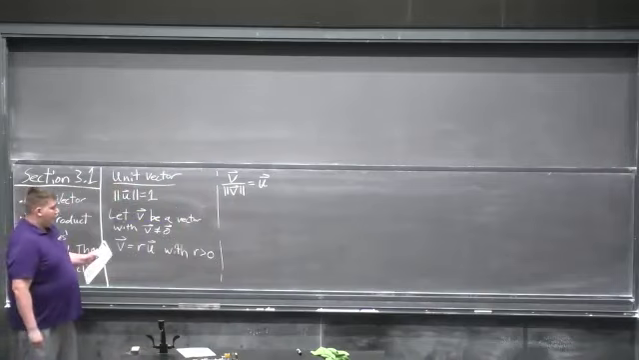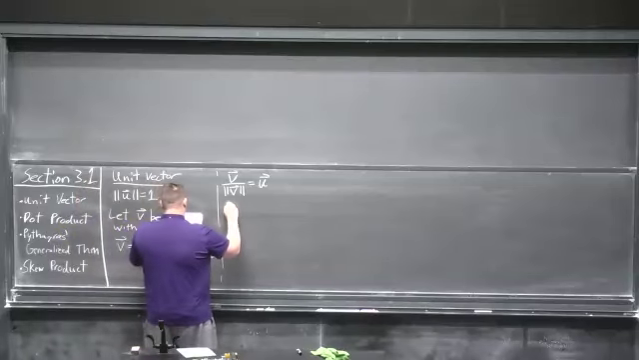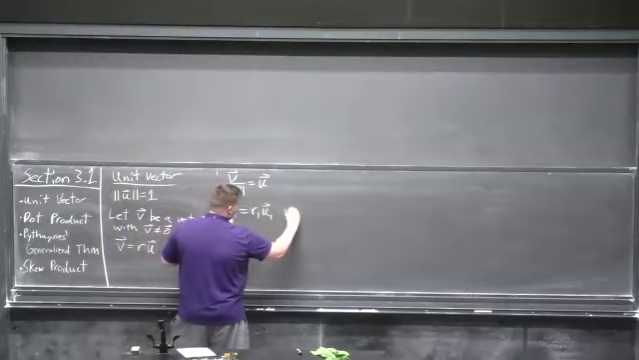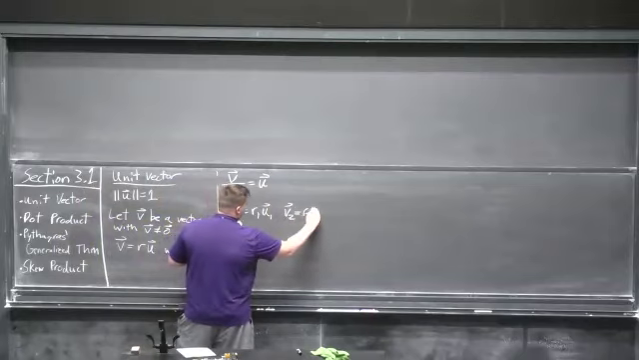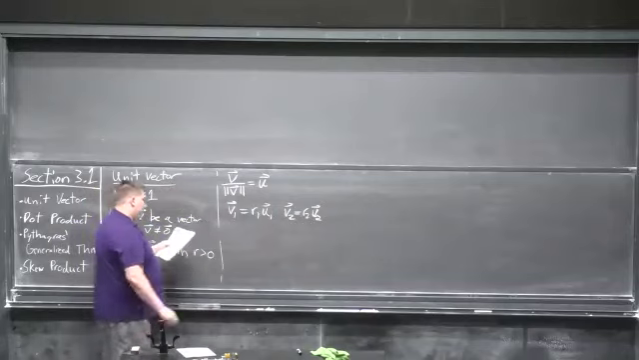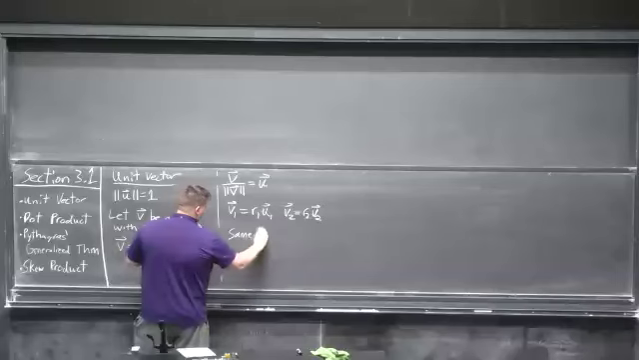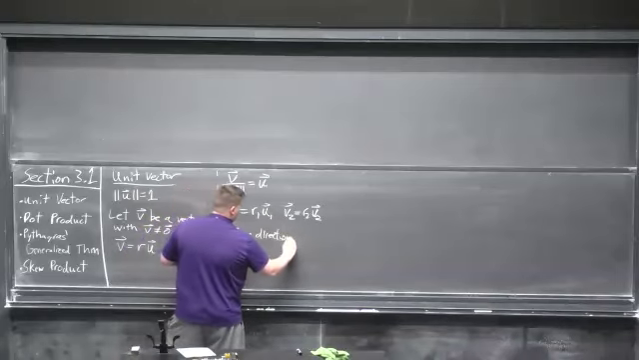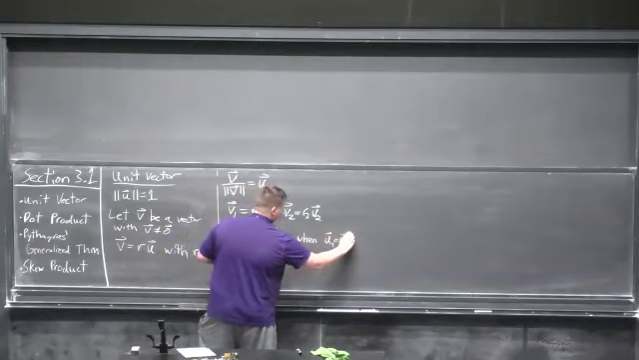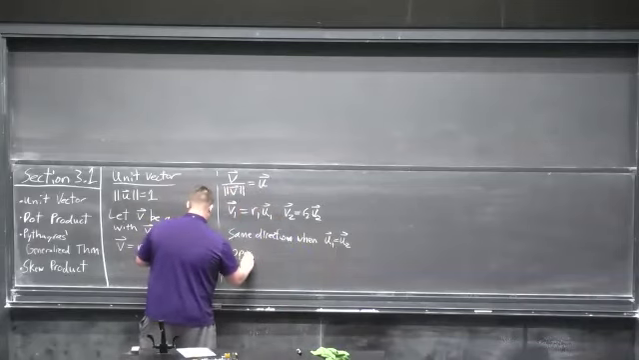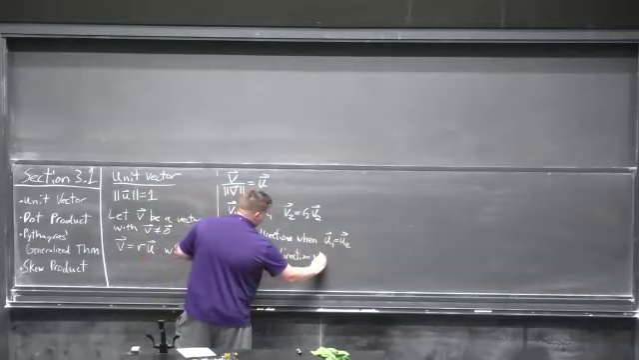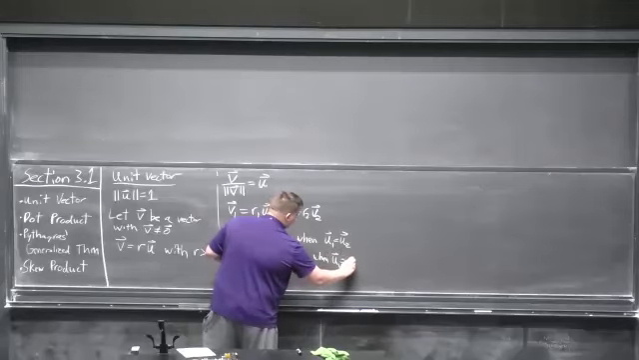So now we can say that let V1 be equal to R1 U1, and V2 be equal to R2 U2. So essentially, I'm just declaring that I have two vectors here, and we can say that they are the same direction when U1 is equal to U2, and they're opposite direction when U1 is equal to negative U2.